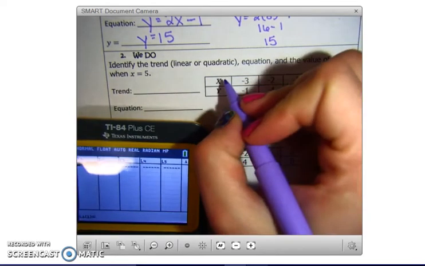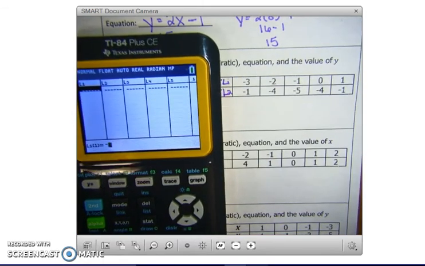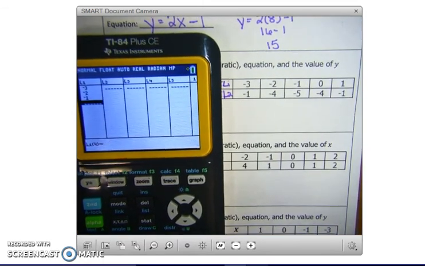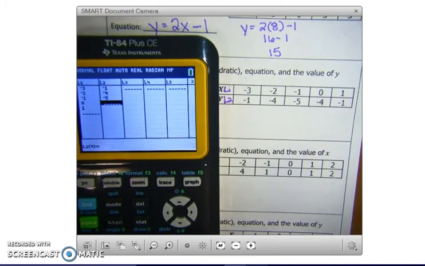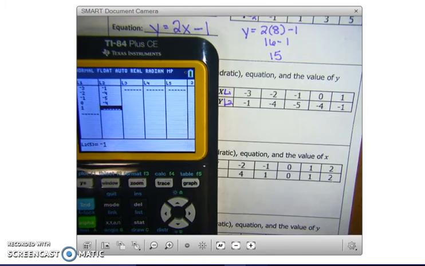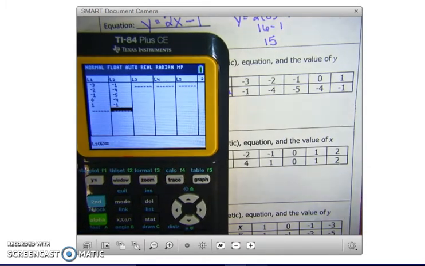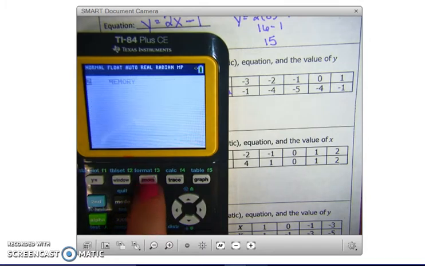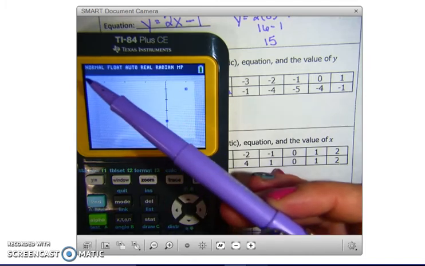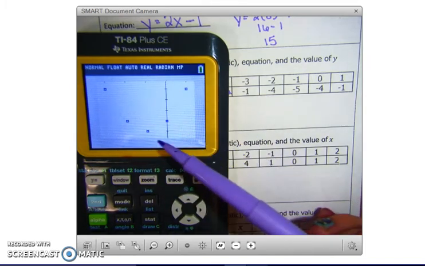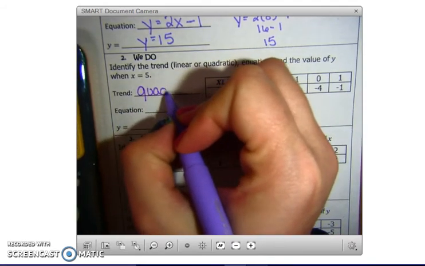So now, again, x is going to be my L1, y is going to be L2, and I'm just going to put my numbers in: -3, -2, -1, 0, and 1, then -1, -4, -5, -4, -1. Now, the stat plot is already turned on because we turned it on last time. So I'm just going to hit, again, zoom, and we're going to zoom stat. Well, if I look, all my points are in a curve.